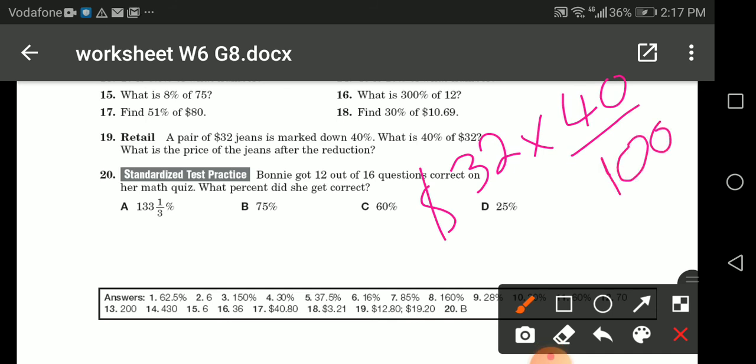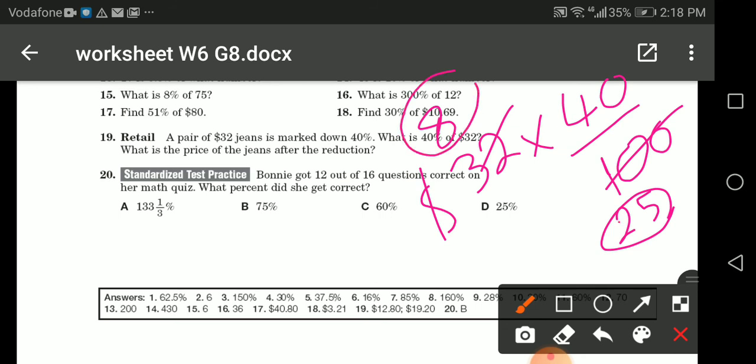How can I solve this? I have to, okay, simplify 32 with 100. So divided by 4, divided by 4. 100 divided by 4 gives me 25. 32 divided by 4 gives me 8. Then I have here, do we have here any common between 8 and 25 to simplify? No, we don't. 8 times 40 gives me 320. What about here 25, under 25?